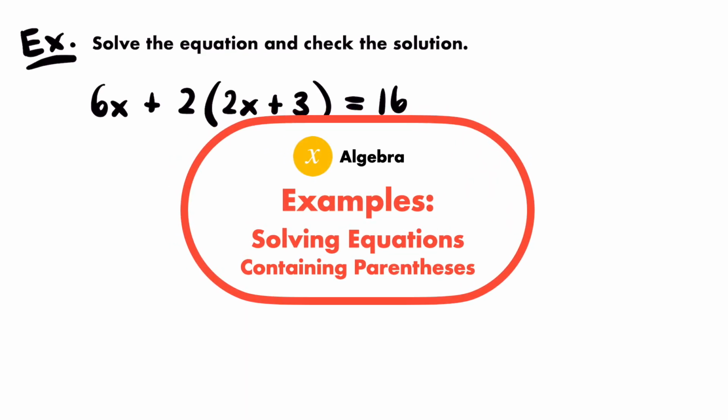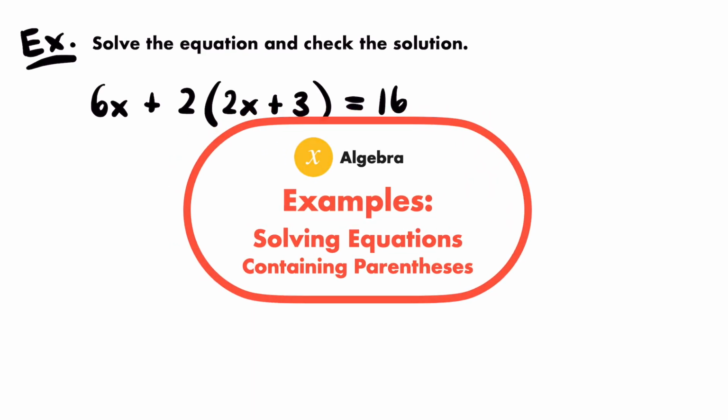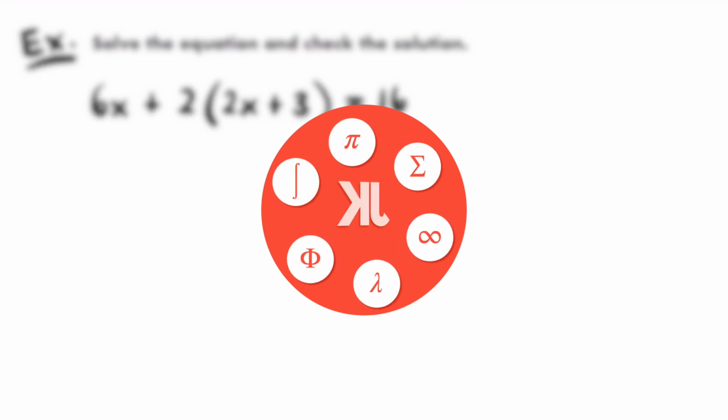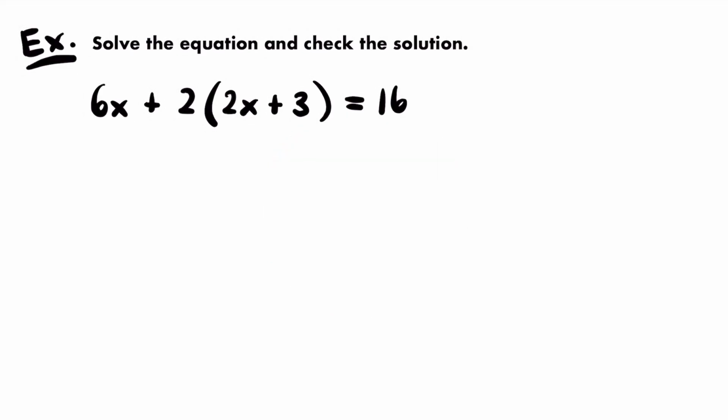Welcome back. Let's practice solving equations containing parentheses. All right, so here's our first example. We want to solve the equation and check the solution. And our equation is 6x plus 2 times the quantity 2x plus 3 equals 16.